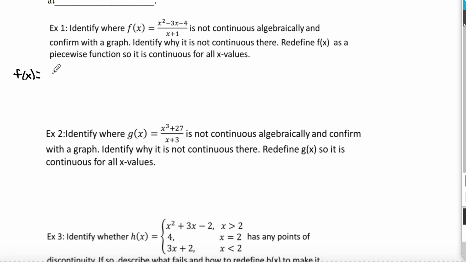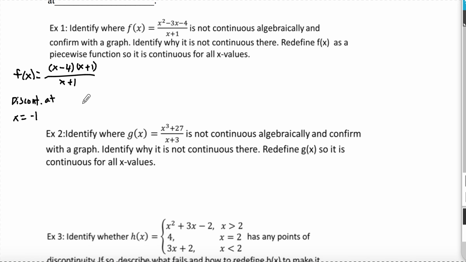The denominator is going to give us problems, so I know this function is going to be discontinuous at x equals -1. But let me go ahead and factor the top because we've found that that is actually kind of a useful tool. x minus 4 times x plus 1 over x plus 1. And this function is going to be discontinuous when x equals -1. All right, we did the first step there.